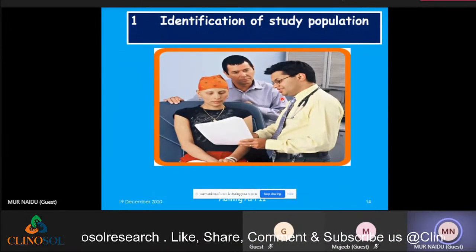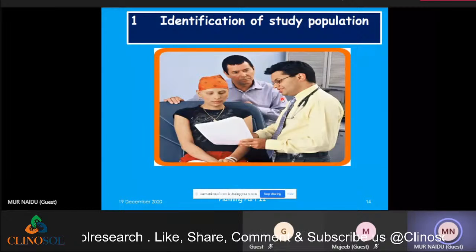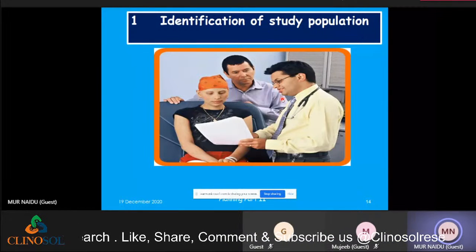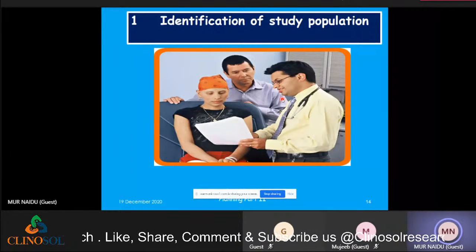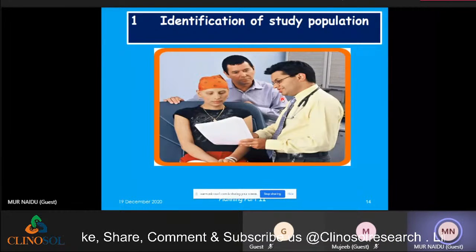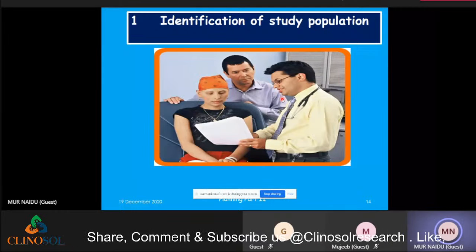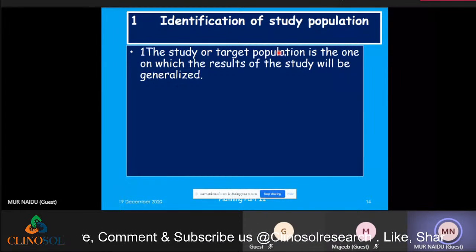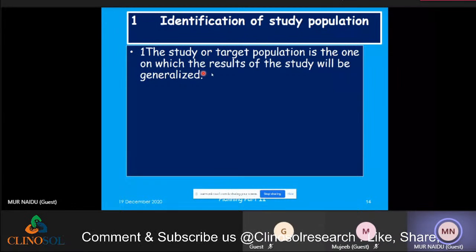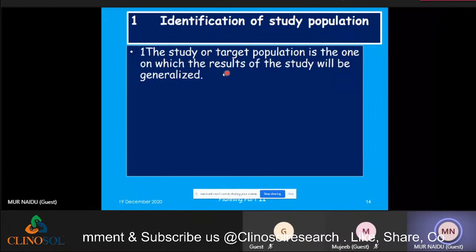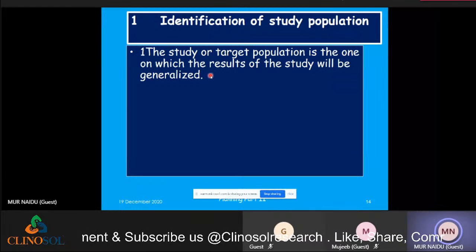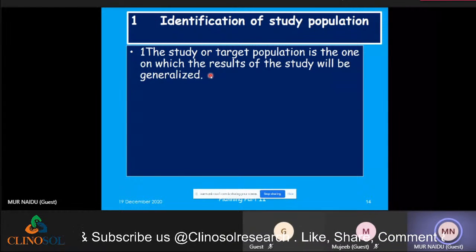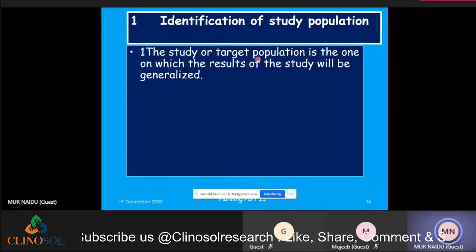Now coming to the identification of the study population. Everything I have done, this is my inclusion criteria, this is my exclusion criteria. Now I have to identify the population which I want to include in my clinical research. The study target population is one to which the results from the study will be generalized. Why? Because your study population should be very specific and targeted.